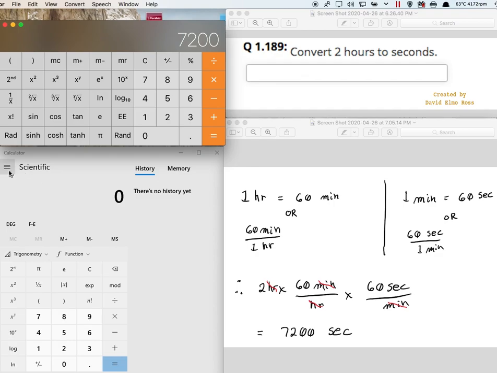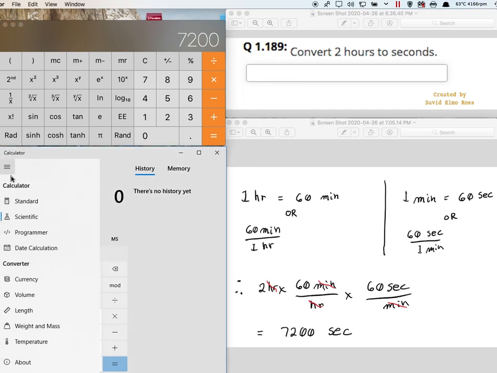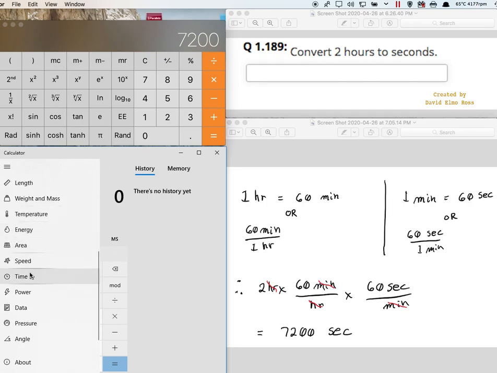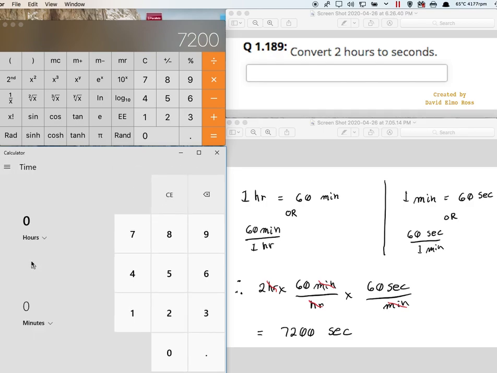Now in the Windows 10 calculator, when we click on here, right now it's set to scientific, but we can slide down here and go to time. And again, we have a number of units that we can convert to. We want hours to seconds. Let's go down here to seconds. And then if we put in our number 2, right away it gives us our answer again.